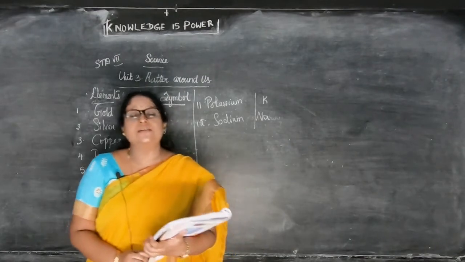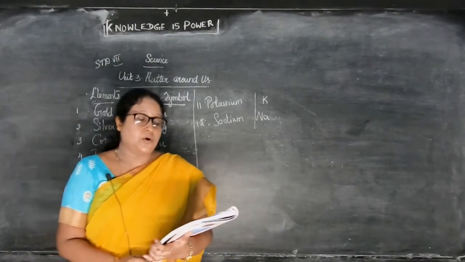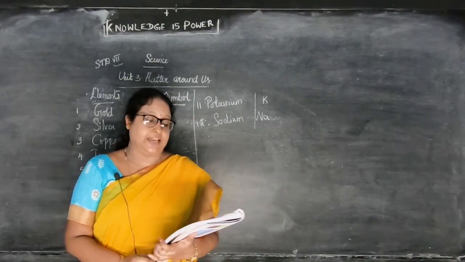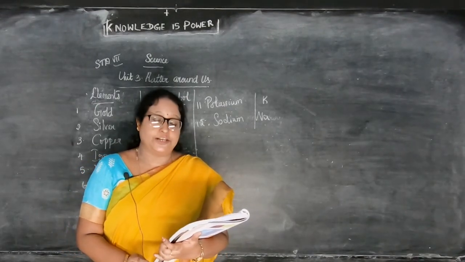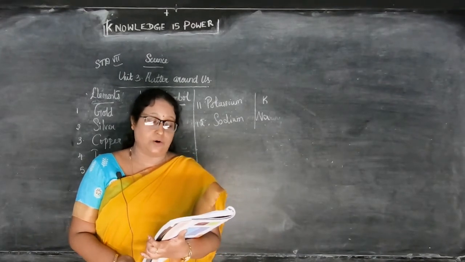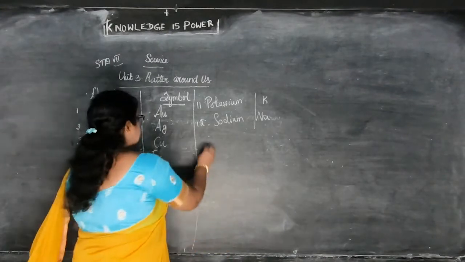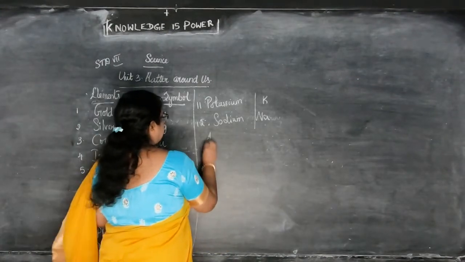Now, elements in the air. Next we are going to see the elements in air. Air is a mixture of gases. The molecules of 2 different elements, nitrogen and oxygen, make up about 99% of the air. That is nitrogen, the elements in the air, children.